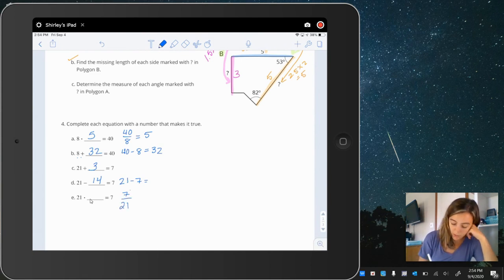We can reduce our fraction. They both reduce by 7. So then I have 1/3. So 21 times 1/3 gives me 7. And there you have it.